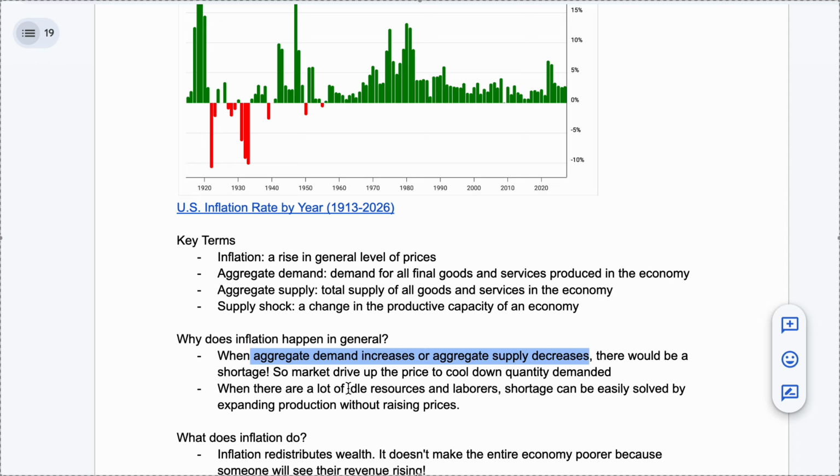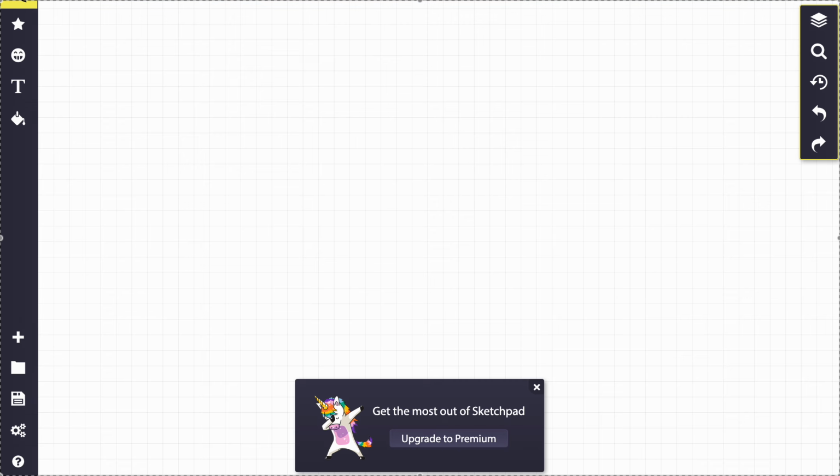And why does shortage lead to inflation? It's because the market drives up the price to cool down quantity demanded, right? Quantity demanded is higher than quantity supplied, so the way to solve this is they raise the price. The market raises the price, so the condition of disequilibrium will be solved. And we all know this from, I think, microeconomics, right?